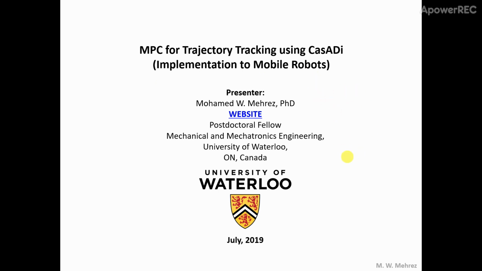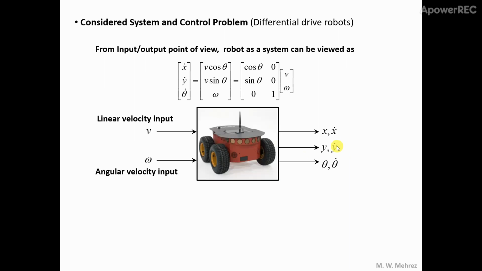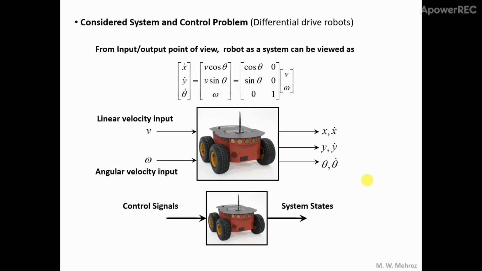So let's first recall the dynamics model of the system we are considering, which is basically a differential drive robot system that has this kinematics model with three states, x, y, and theta. x and y are the position states, and theta is the orientation or the heading angle of the robot.